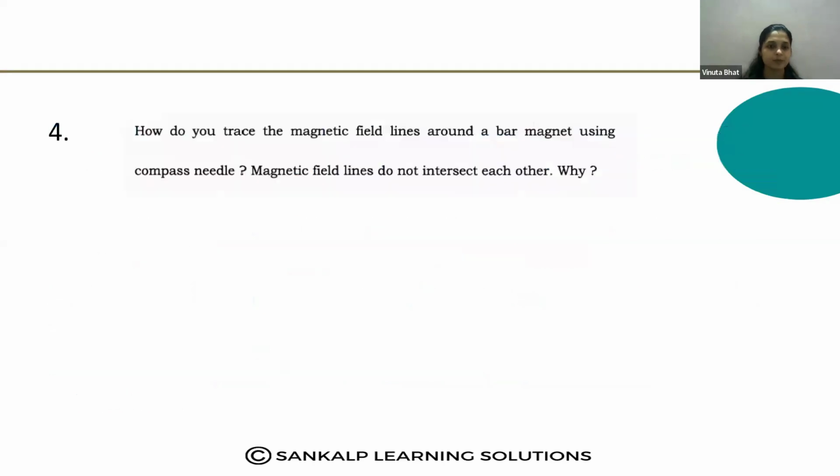Yes, next question. How do you trace the magnetic field lines around a bar magnet using a compass needle? Why do magnetic field lines not intersect each other? So here you have to write how to trace the magnetic field lines around the bar magnet by using the compass needle. That experiment you have to explain here. And you have to explain why the magnetic field lines do not intersect each other.